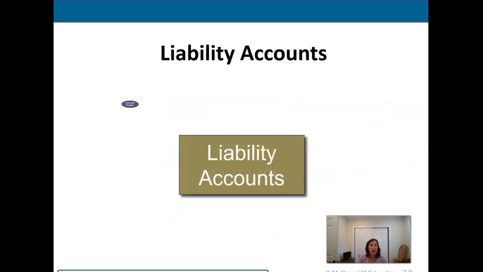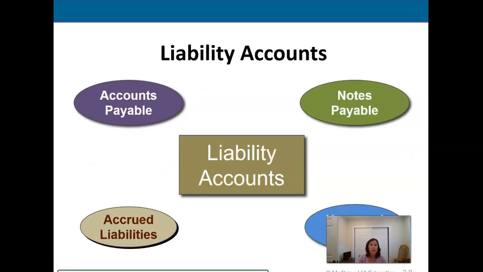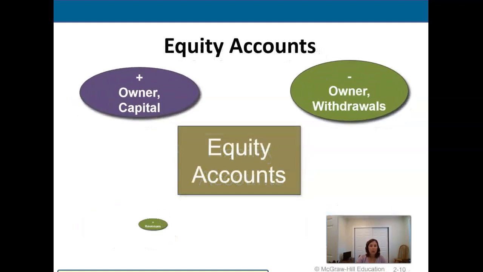Then we have our liability accounts. This is what we owe. So our accounts payable is usually what we owe to our trade vendors, our suppliers, things like that. Notes payable are going to be things that we owe maybe to banks that are of a more long-term formal lending arrangement. And then we'll talk more about accrued liabilities and unearned revenue as we go along. I don't want to add too much too quickly here.